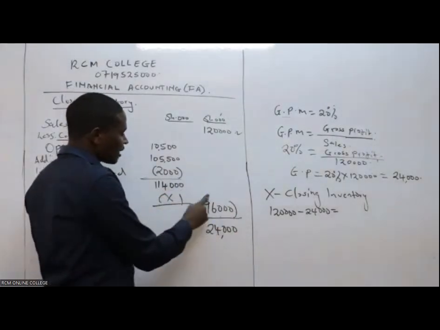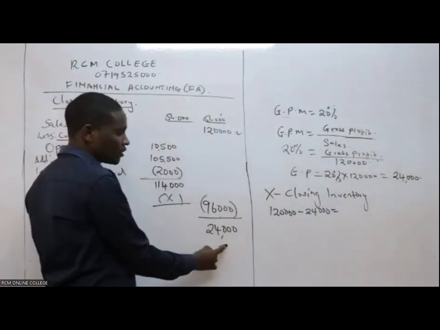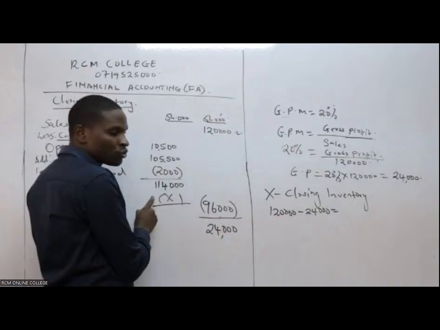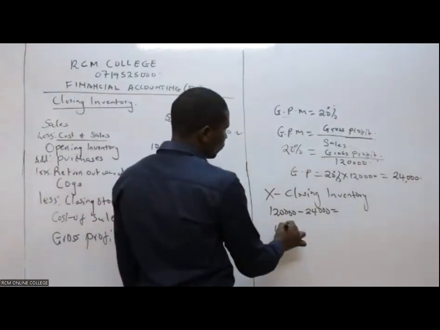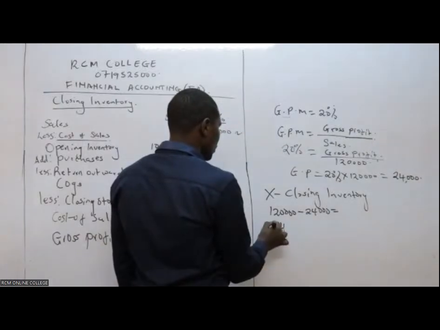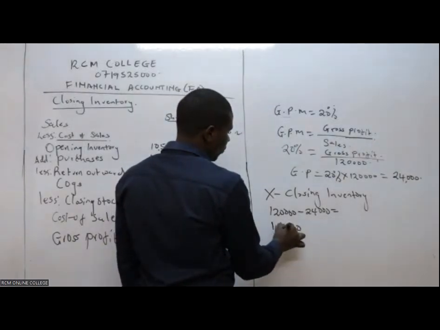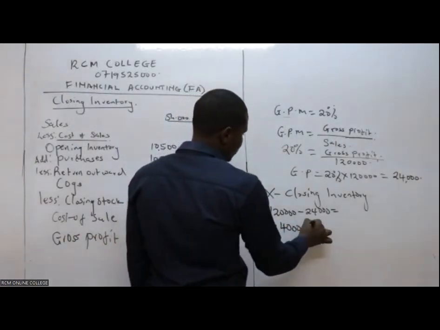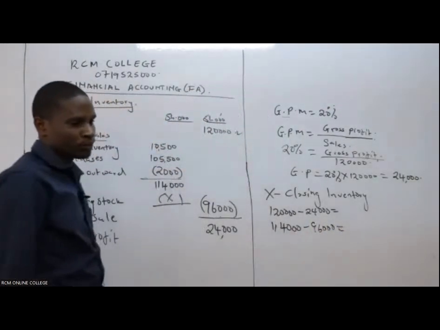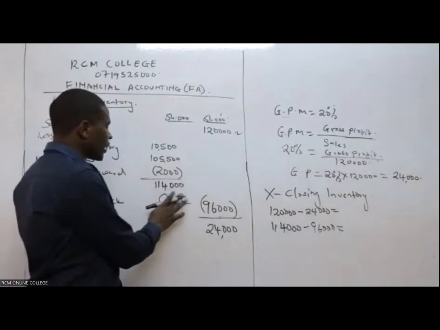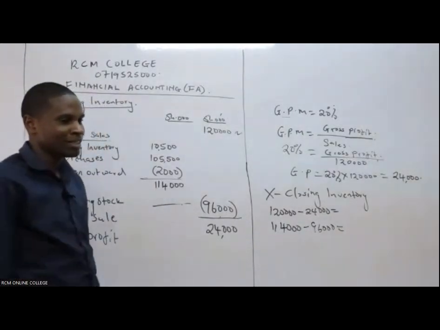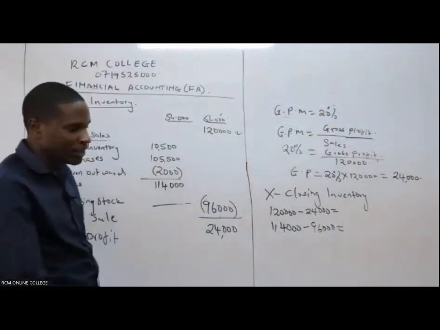Remember, this is just brackets showing that we are subtracting the cost of sale. So it is 140 minus 96. It will give us X. No, not 140, but 114. 114,000 minus 96,000. So what is the value of our cost of sale? Cost of sale ni ngapi sasa? Nikimalizana na hiyo, I'll be good to go. 18,000.